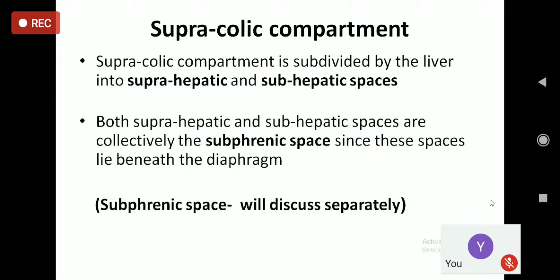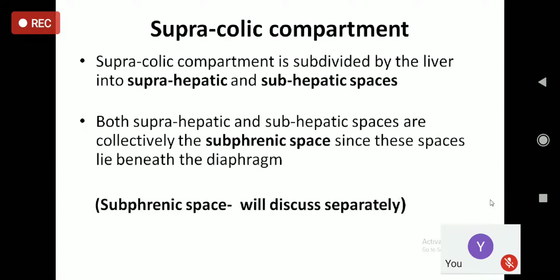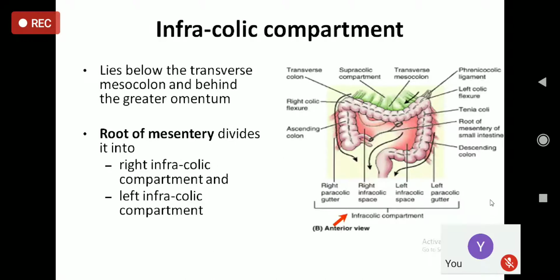So we demarcate the supracolic and infracolic compartments by the transverse colon and the transverse mesocolon. The supracolic compartment is subdivided by the liver into suprahepatic and subhepatic spaces, the space just above the liver and below the liver. Both are collectively known as the subphrenic space, since these spaces lie beneath the diaphragm. Subphrenic means just below the diaphragm, and we'll discuss the subphrenic space later in a separate class. Move on to the infracolic compartment.